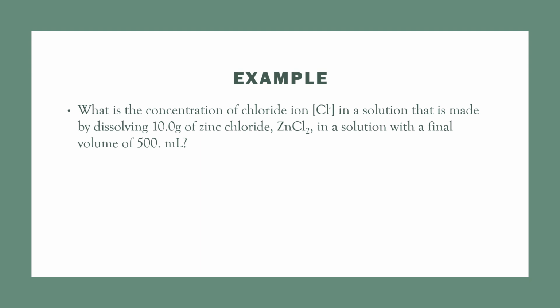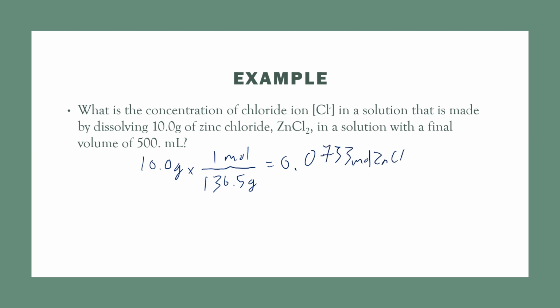Okay, so for this example, we're going to find the concentration of chloride ion by dissolving 10 grams of zinc chloride in a solution with a final volume of 500 milliliters. Remember, whenever you see grams, it's a good bet you're going to have to change it to moles using the molar mass. So if you add up zinc and chlorine, you get 136.5 grams per mole. And when you solve for that, you'll get 0.0733, and that's moles of zinc chloride.